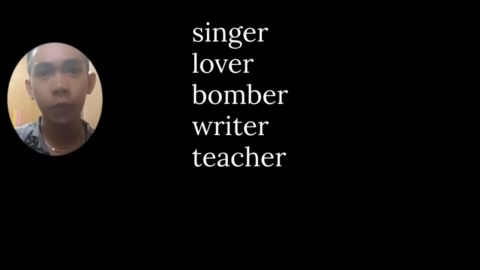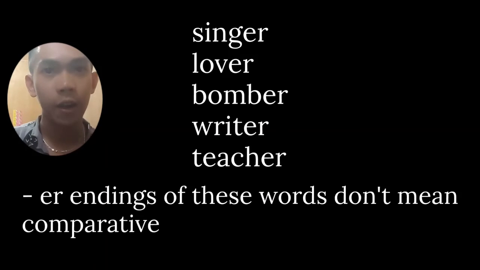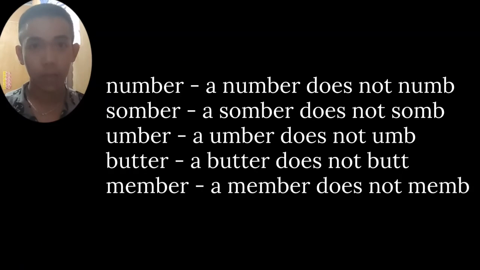As we proceed, we find other words that end with er. For example, singer, lover, bomber, writer, and teacher, in which the er endings do not mean comparative. We go on and find number, somber, amber, butter, and member, and many others in which the er has no separate meaning at all. A somber is not one who sombs, and a member does not mem, and therefore these words must be monomorphemic, which means only one morpheme.